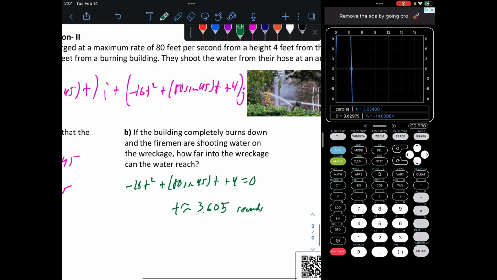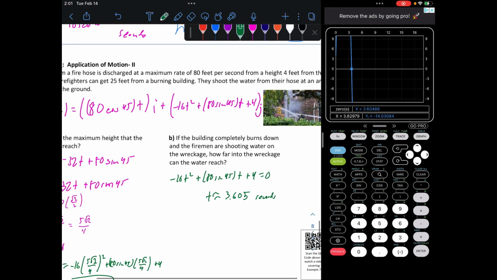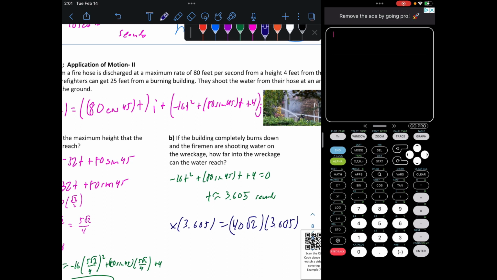So we're going to put that number into x. So it's going to be x of 3.605. So 80 cosine 45, so that'd be 40 root 2 times 3.605. 3.60488 times 40 times root 2. And we get 203.923 feet.